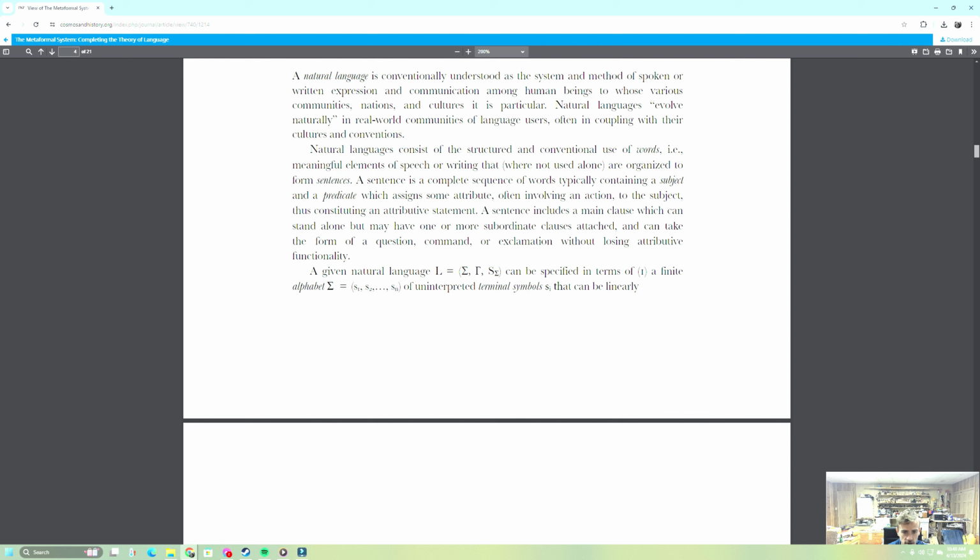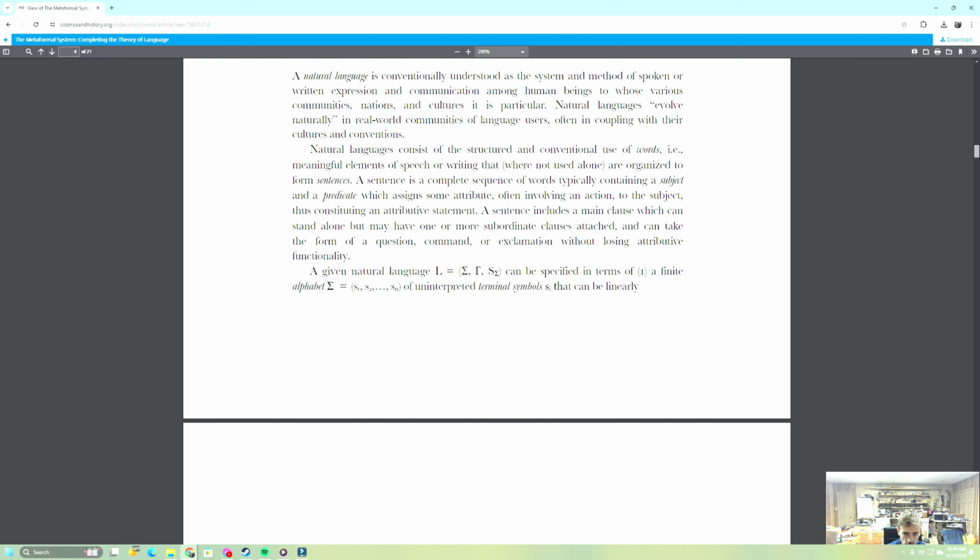Natural languages consist of the structured and conventional use of words, i.e., meaningful elements of speech or writing that, where not used alone, are organized to form sentences. A sentence is a complete sequence of words, typically containing a subject and a predicate, which assigns some attribute, often involving an action, to the subject, thus constituting an attributive statement.